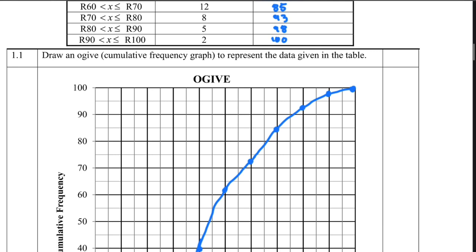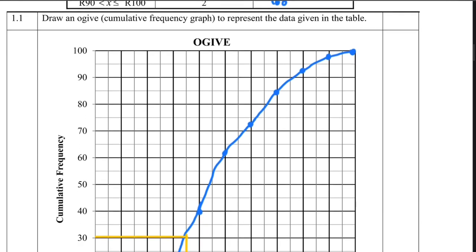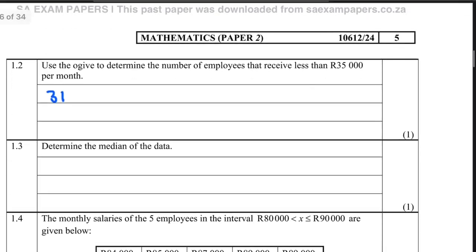And then if we were looking for the number of employees that earn more than, then we would say 100 minus 30, which will give us 70. Right. Determine the median of the data. So how do we determine the median of the data when you are given a cumulative frequency graph?